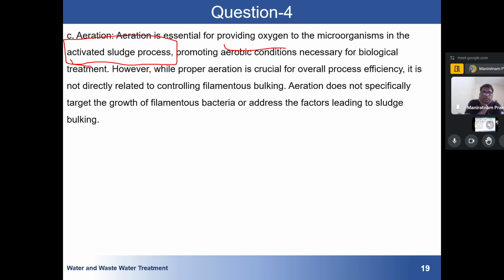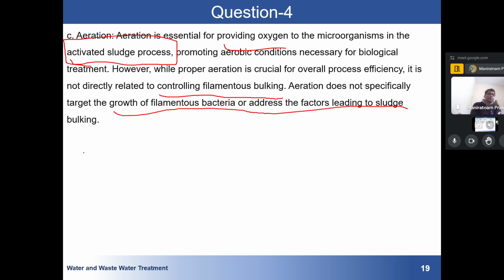So what will happen is that aeration does not specifically target. Sorry. Aerobic condition is necessary for biology. However, while proper aeration is crucial for overall process efficiency, it is not directly related to controlling filamentous bulking. Aeration does not specifically target the growth of filamentous bacteria or address the factors leading to sludge bulking. So it is just providing oxygen. It doesn't contribute to anything related to filamentous growth.